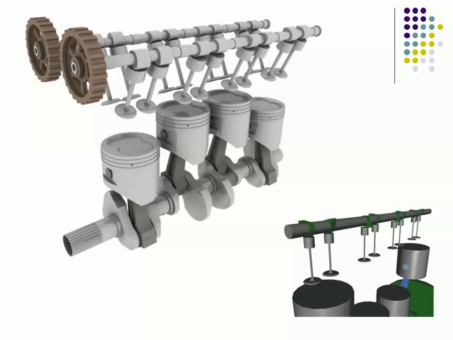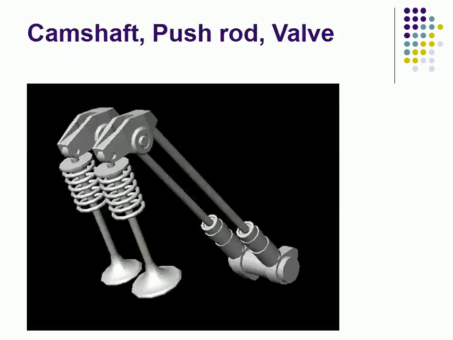In this picture you can see the camshaft and cams present on the camshaft, which in turn operate the valves. This picture shows how camshaft, push rod and valve are interconnected to each other.